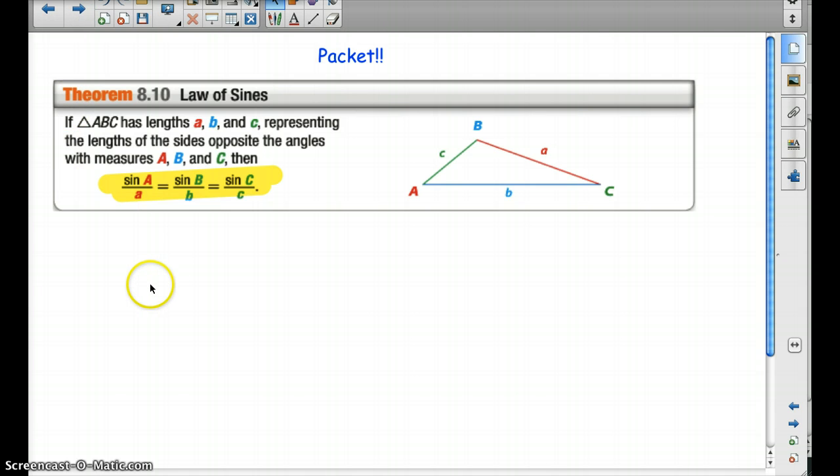So here's the theorem you need to write down in your packet. The main thing is this proportion right here, and I drew the picture as well so you can see how we're going to set it up. So it's the sine of big A over the opposite side of that angle A, and the sine of B over the opposite side of that angle B, and then the sine of C over the opposite side of C. So let's put this theorem to work here.